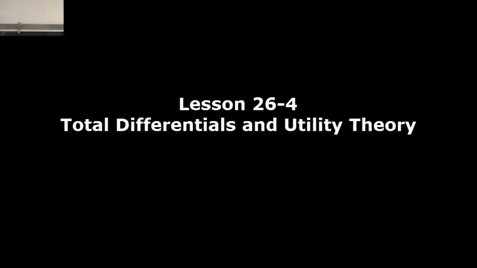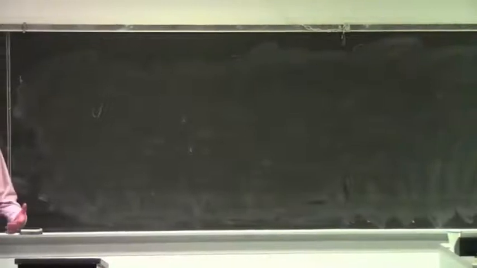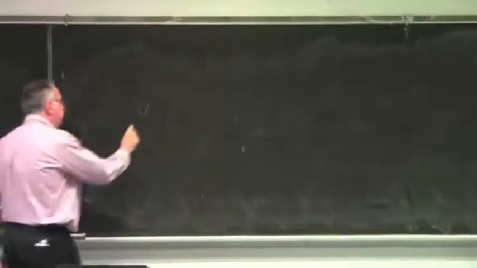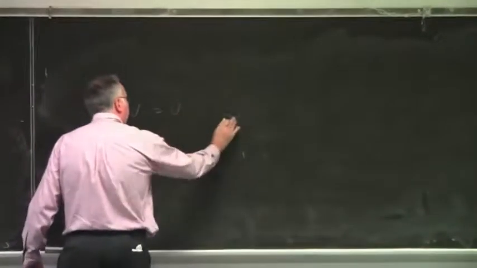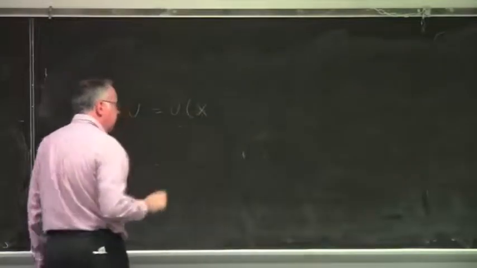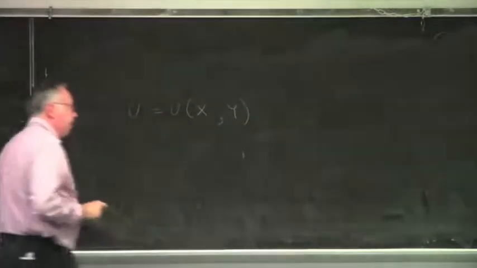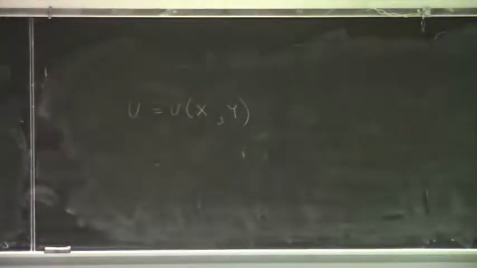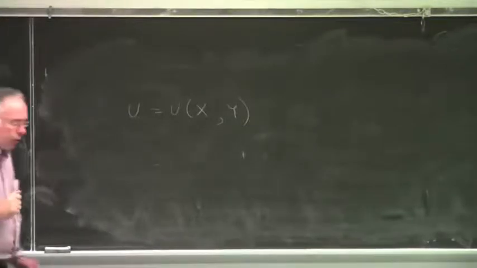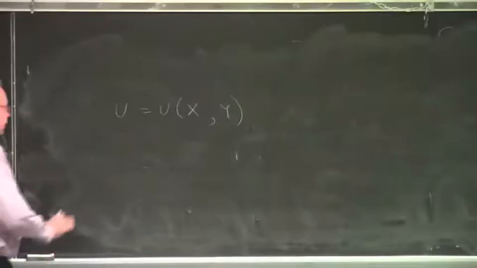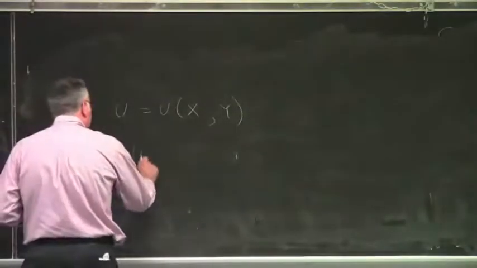In utility theory, a consumer consumes two goods, and let the two goods be X and Y. So if utility is a function of the amount of good X consumed and the amount of good Y consumed, what is the total differential of this function?